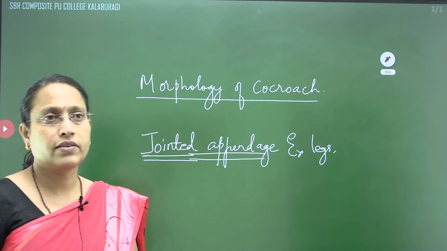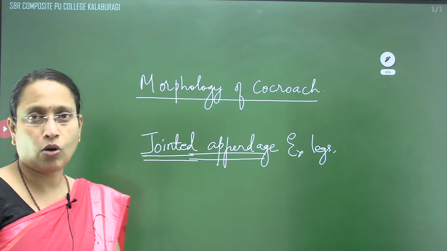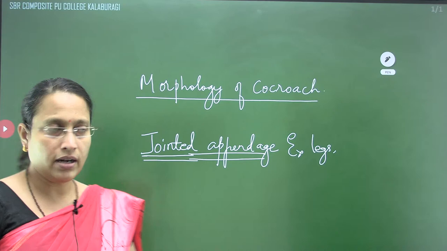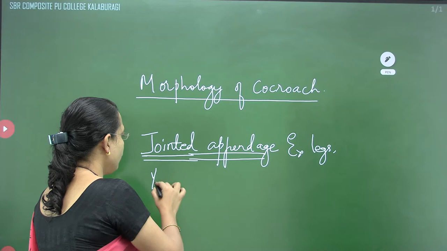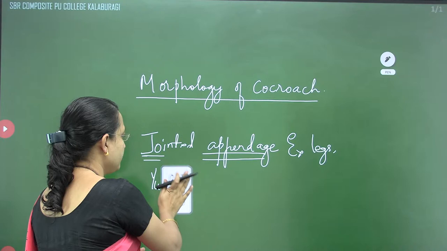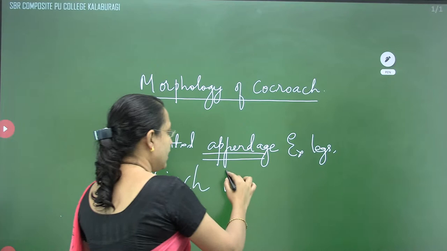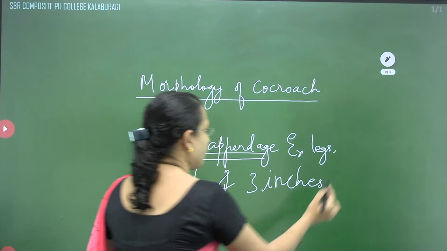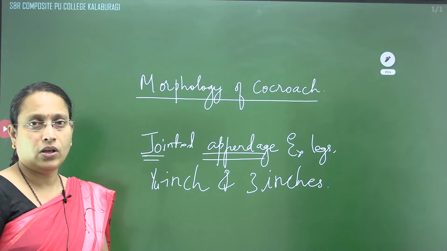present in the cockroach. Cockroaches are generally dark brown in color, and their size varies from 1/4 of an inch, at least, and it may reach up to 3 inches. This will be the size of the cockroach.